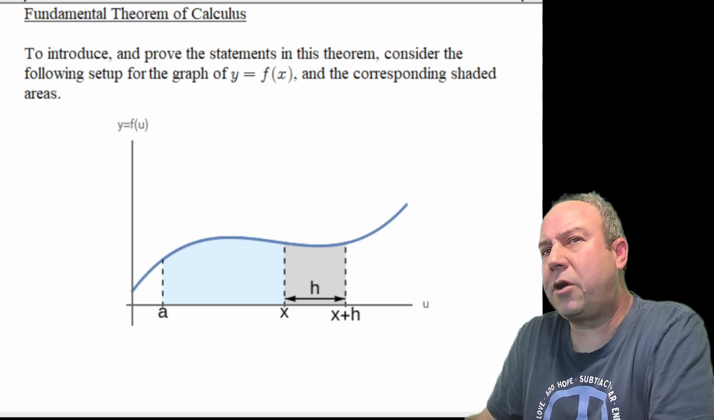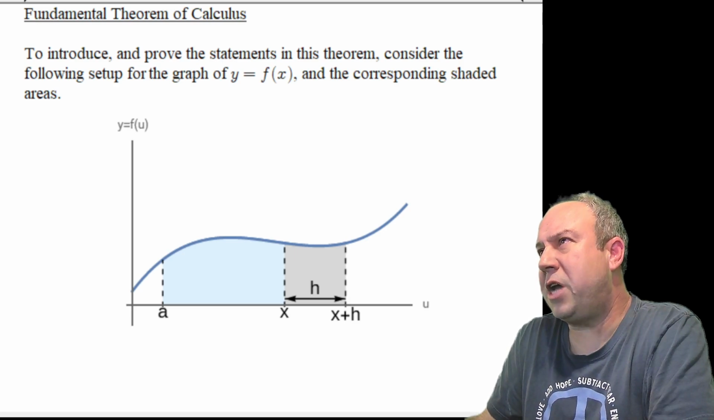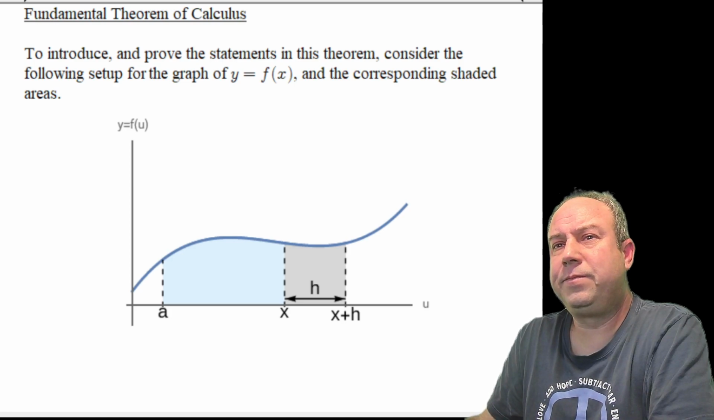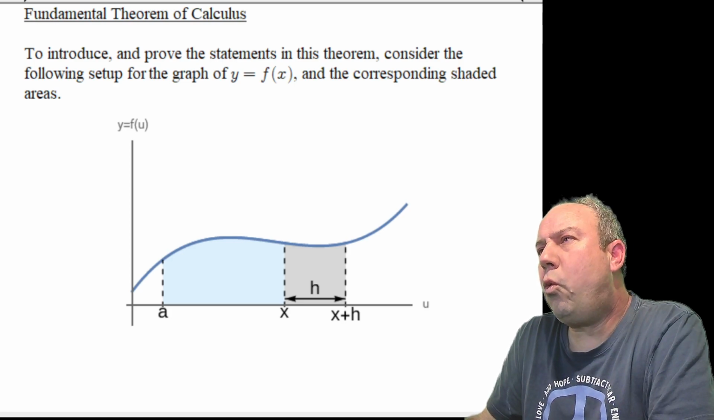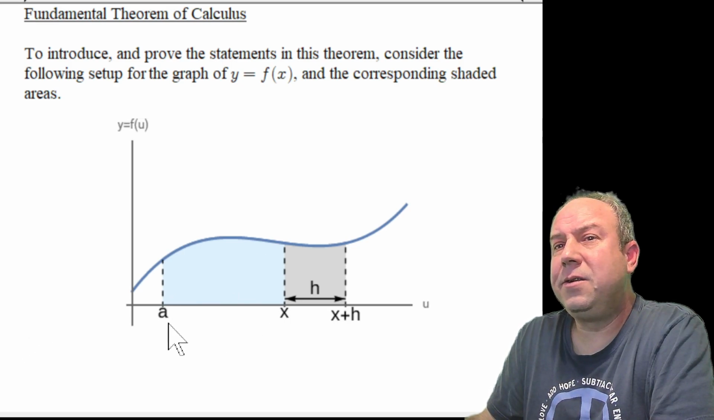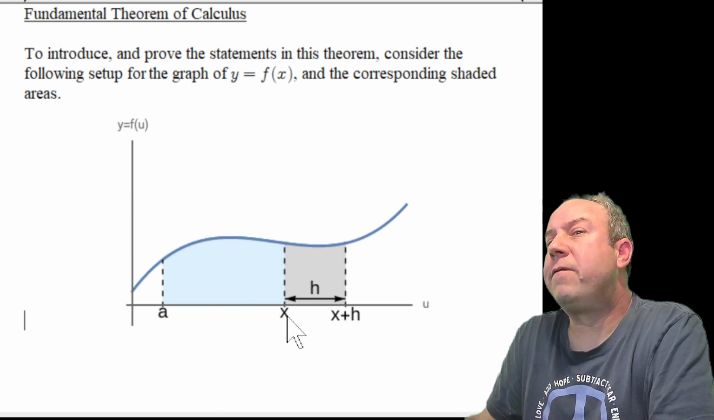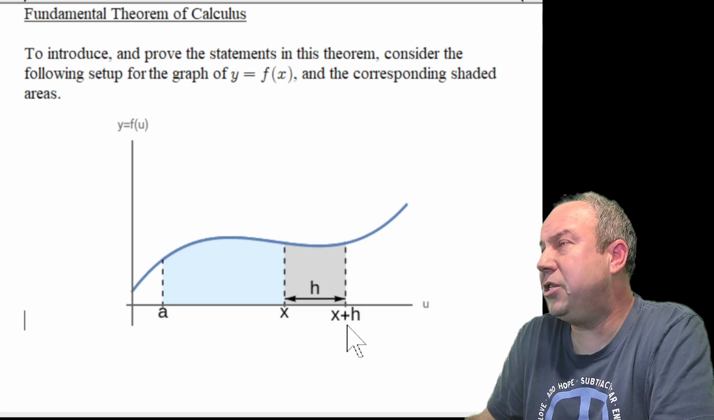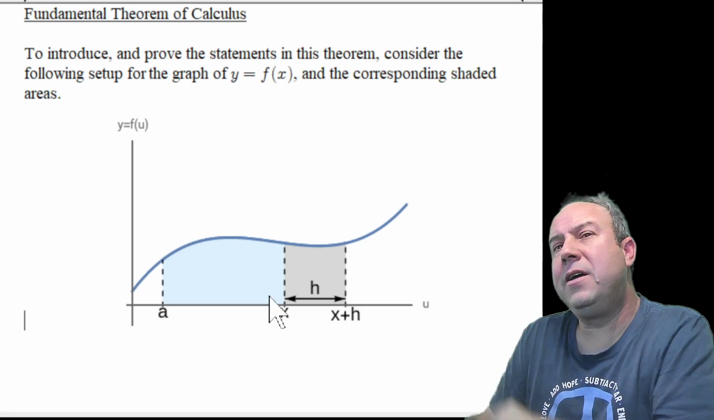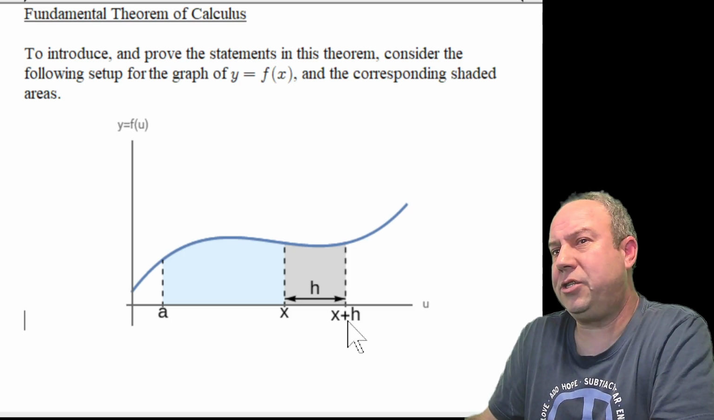And underneath this curve for f at u, we actually have three shaded areas. One of those areas is shaded here in blue, from a to x. One of those areas is shaded gray from x to x plus h. And the third area is the combination of those two that stretches from a all the way down to a plus h.